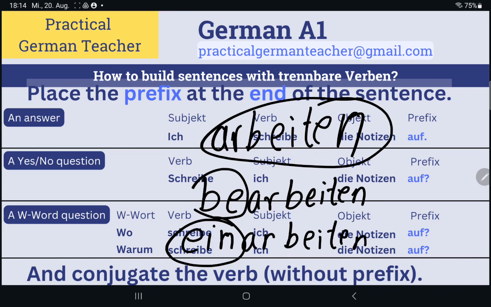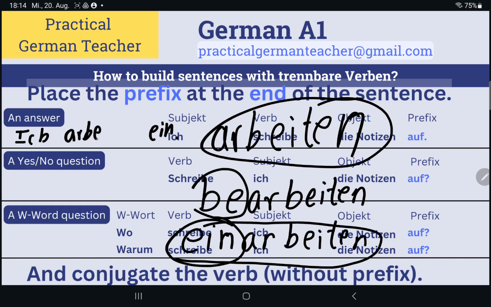How will you know? This question I have not provided the answer to as of now. You will get the answer. But if I tell you that einarbeiten is a separable verb, then if you decide to frame a sentence with einarbeiten, it will be: ich, then ein at the end, and arbeite. And du, ein at the end, arbeitest. Okay, I think you get it.